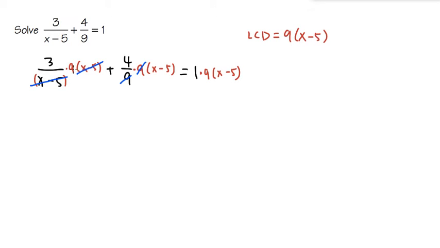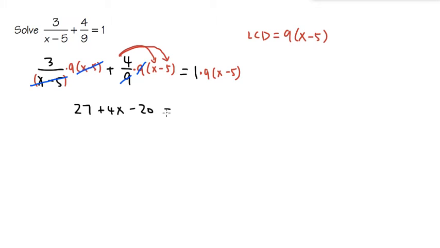We have 3 times 9. We have to work this out. 3 times 9 will give us 27. And then for the second part here, we have to take the positive 4 and distribute it into the parentheses. So positive 4 times x, that's plus 4x. Positive 4 times negative 5, that's minus 20.